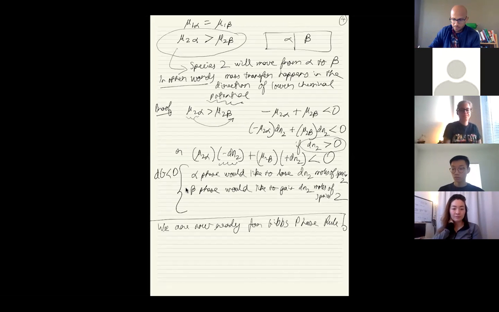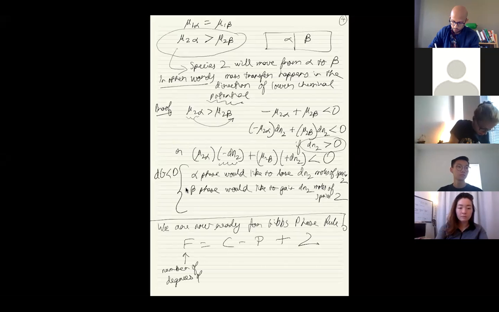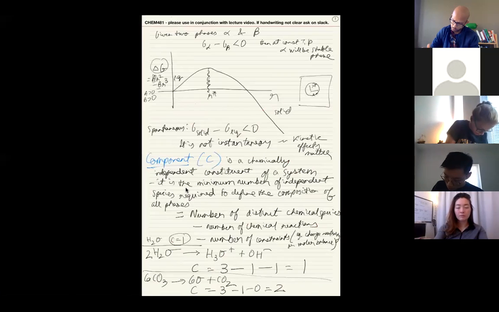Okay, so what are we trying to show here? We are going to try to show, and this is such an important rule that I want to write it again and again and again. It's really critical. F is equal to C minus P plus 2, where F is the number of degrees of freedom. C is the number of components. And I showed you briefly today that number of components is actually complicated. It is related to the number of independent chemical species, as I wrote over here.